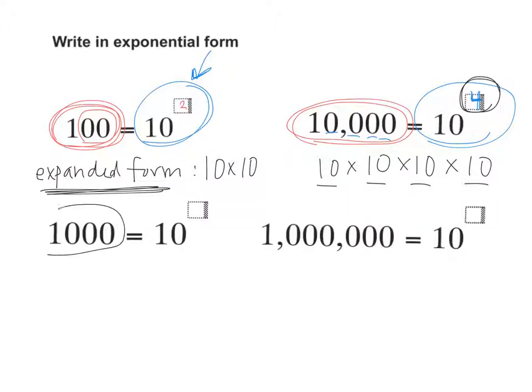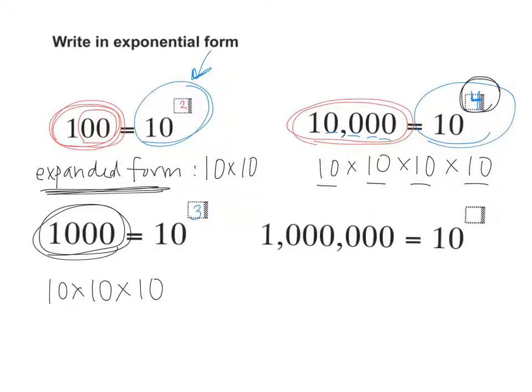Let's write the expanded form of this number. The number is 1,000. What's the expanded form? Everyone? 10 times 10. Is it just 10 times 10? No, 10 times 10 times 10. Good. How many times did I have to use 10 as a factor in the expanded form? Everyone? 3. Therefore, the exponential form is 10 to the power of 3.